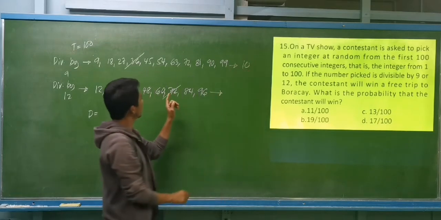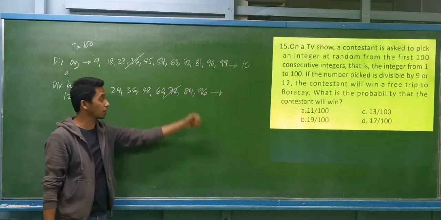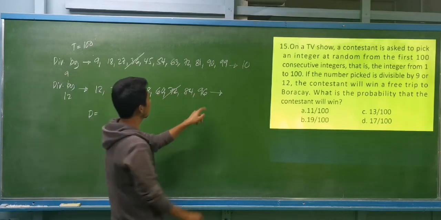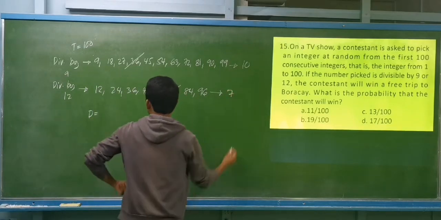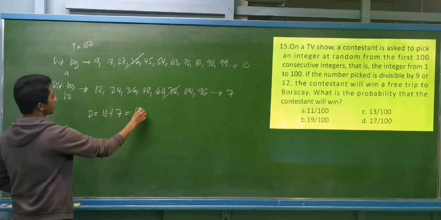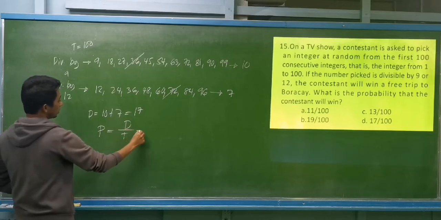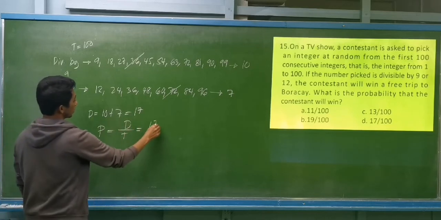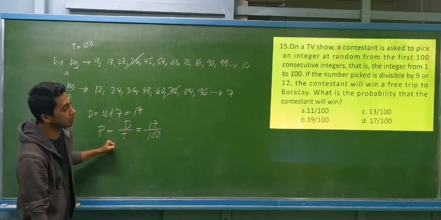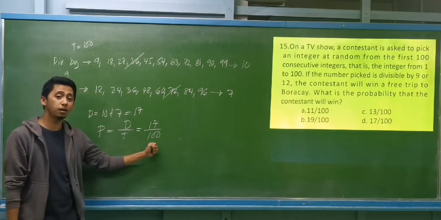Tapos, dito naman, tinanggal ko na yung 36 at 72 dito, kaya basta isa lang yung consider natin para walang redundant. Ito naman, 1, 2, 3, 4, 5, 6, 7. So, this is 7. So, yung total desired natin is 10 plus 7 equal to 17. So, probability is equal to the desired divided by total. So, we have 17 divided by 100. Ito yung probability na pwede siyang manalo. So we have letter D for number 15. 17 over 100.